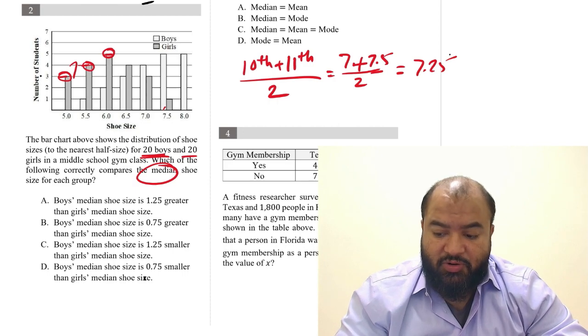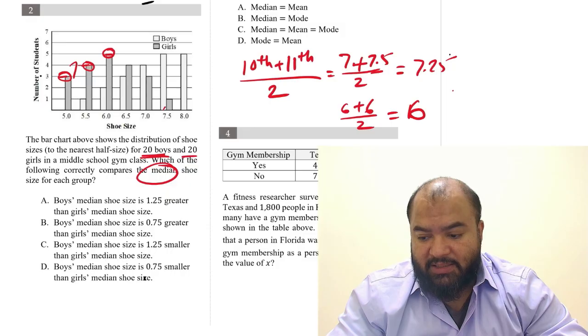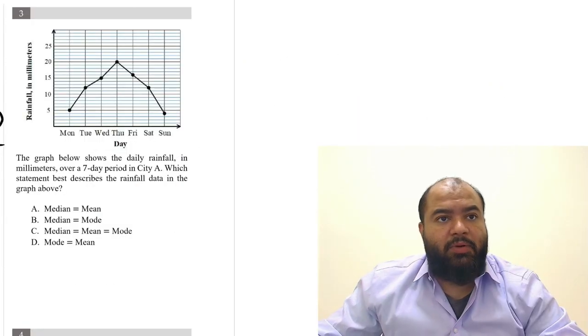So it's 6.0. So the 10th one is 6 and the 11th one is 6 as well. So that's 12 divided by 2. So 6. And if you subtract them, the difference is 1.25. So the boys' median is 1.25 greater. A is the answer. Number 3.